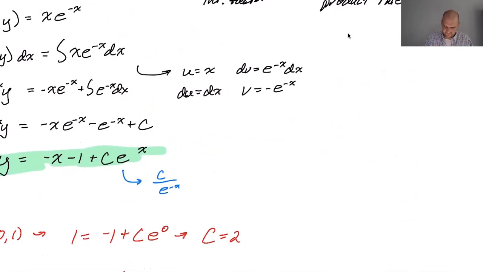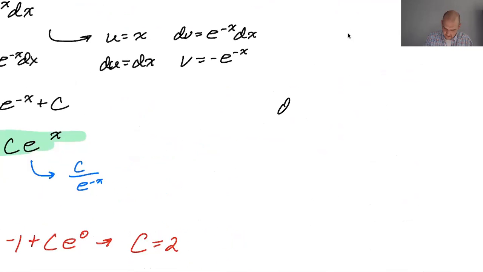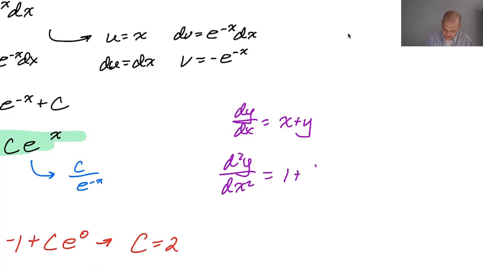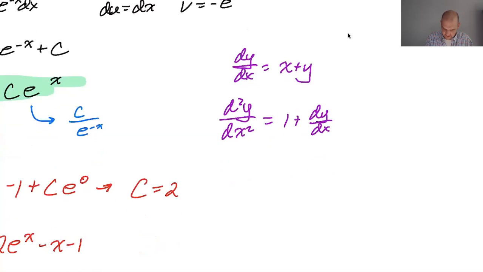So let's see if we can do this. So if dy/dx, maybe I'll use a different color. This was not the plan, but duty calls. We've got to do this. So dy/dx is x plus y. Then the second derivative is going to be 1 plus dy/dx. And then we'll sub in, right? Because we know dy/dx is x plus y, so we get 1 plus x plus y.